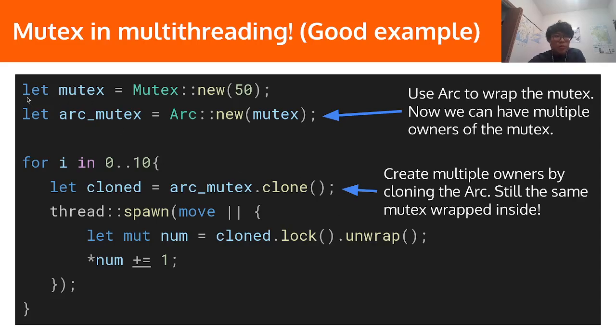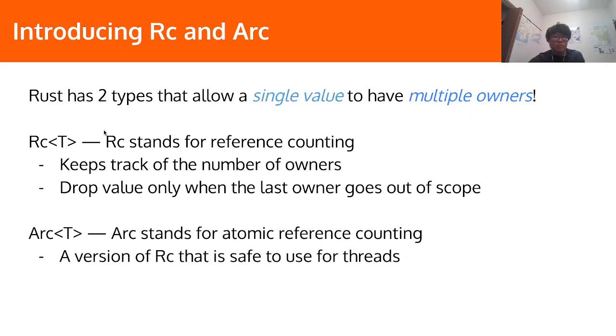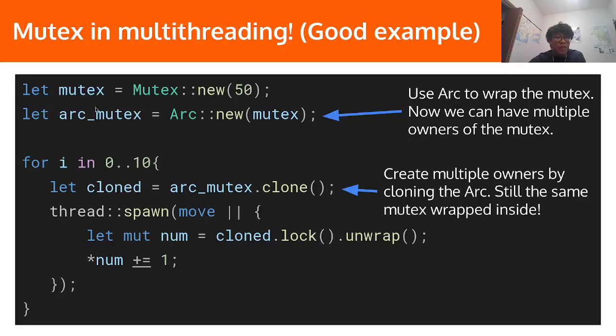Again, we have the mutex that we defined earlier, Mutex::new(50), and now the additional step is that we use Arc to wrap the mutex, with Arc::new. When we have this Arc mutex, multiple threads can have ownership of the same Arc mutex object. This Arc wraps the mutex inside, so multiple threads can own the Arc, and underlying it, the data that is stored is the same mutex.